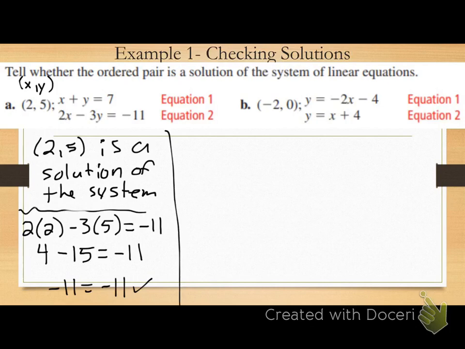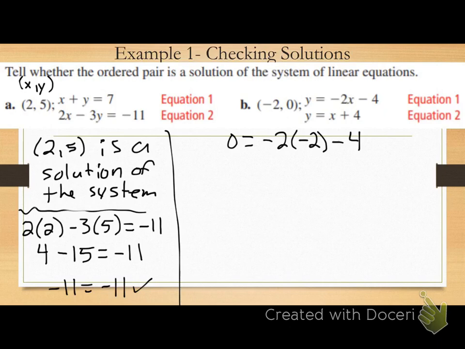Okay, the ordered pair is (-2, 0). The equations are y = -2x - 4 and y = x + 4. What's my x value? Negative 2. What's my y value? 0. So in our first equation, I'm going to replace the y with 0. I'm going to replace the x with negative 2.